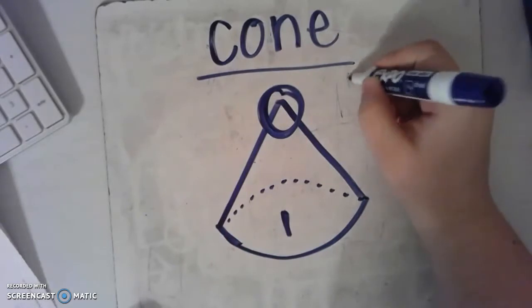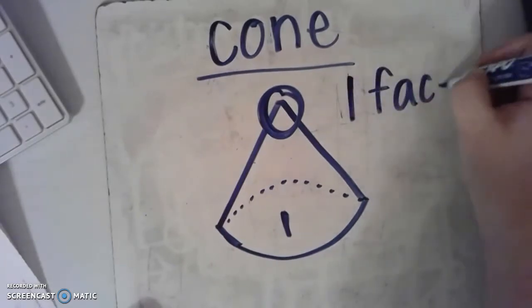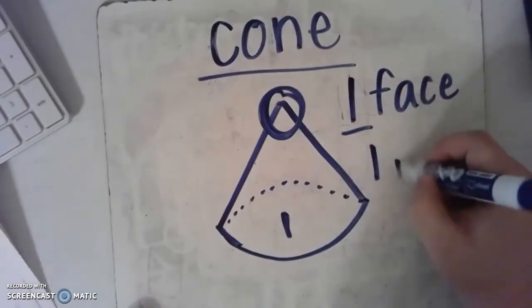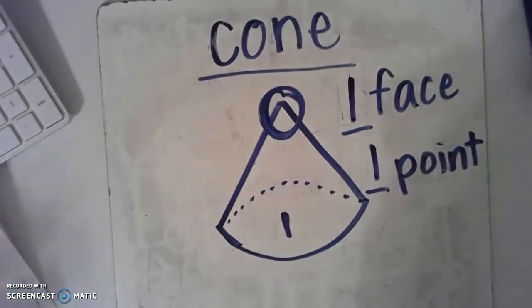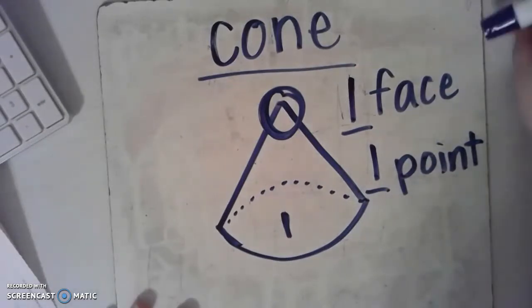So a cone has one face and one point. That one should be easy to remember, just like our circle, because our circle has 0 and 0. This one only has 1 and 1. Okay.